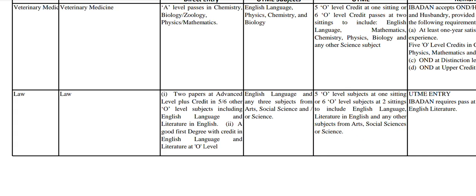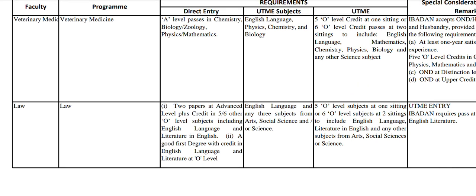Yes, for law, for Cambridge people, UI requires that you have two papers at advanced level, that's A level, plus credits in 5 or 6 other O level subjects, including the subjects they mentioned. So that means you can apply for law with Cambridge A level. You are having two passes, or let's say two papers. Okay, yes, and they accept two sittings as well.